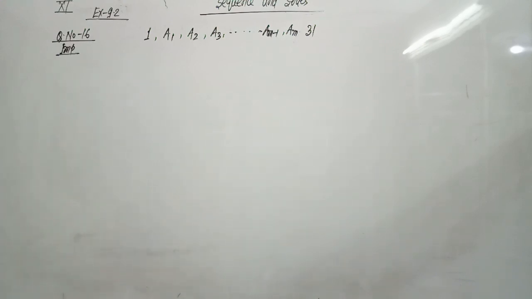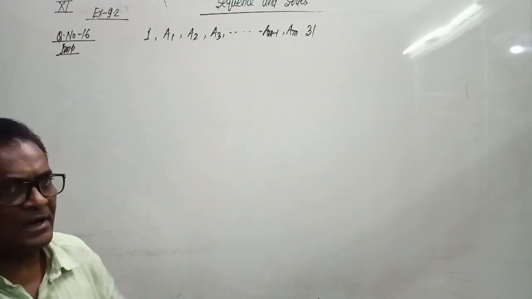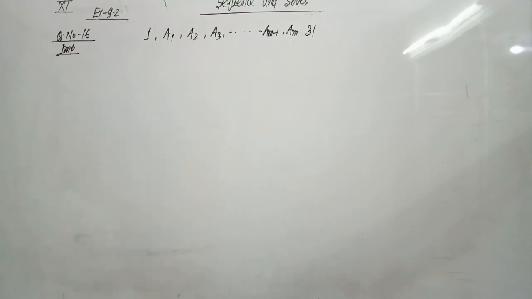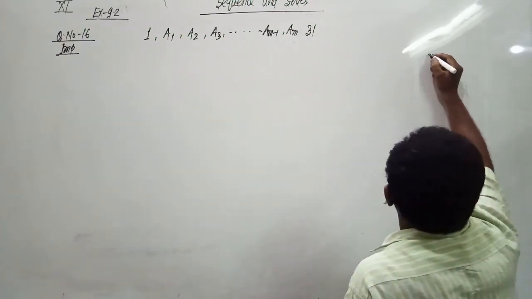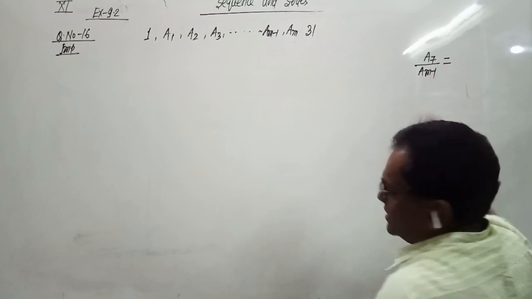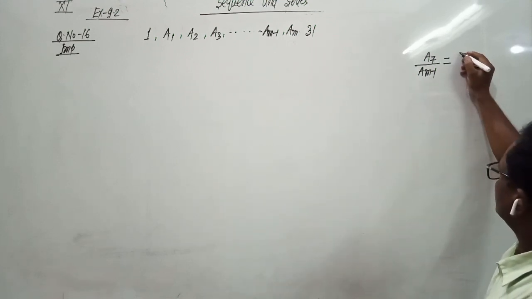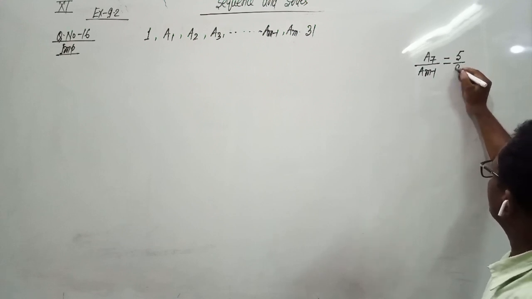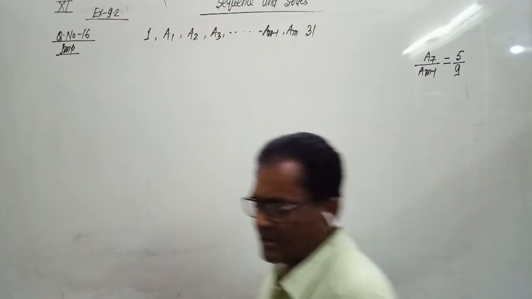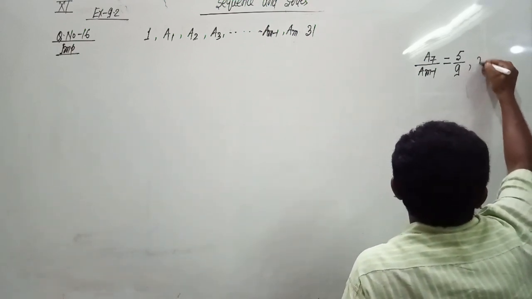Such that the resulting sequence is an AP. It is given that when we insert m arithmetic means between the two numbers 1 and 31, the resulting sequence is an AP. And the ratio of A7 and A(m-1), the 7th number and the (m-1)th number, is 5 by 9. Then we have to find the value of m.